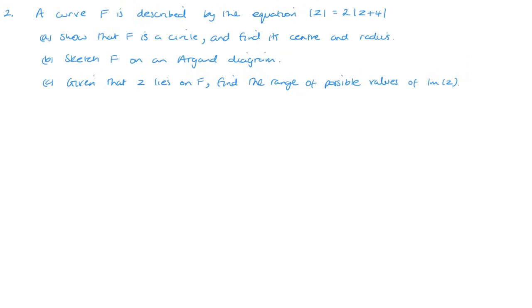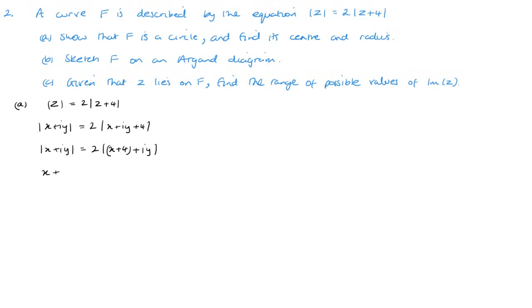So question 2 is similar to the last one for part A at least, but then we have a different part B and C. So let's get into part A first. So we've got |z| = 2|z + 4|. So this is |x + iy| = 2|x + iy + 4|. And then basically I want to square it, but on the right hand side I also want to separate out my real and imaginary part.